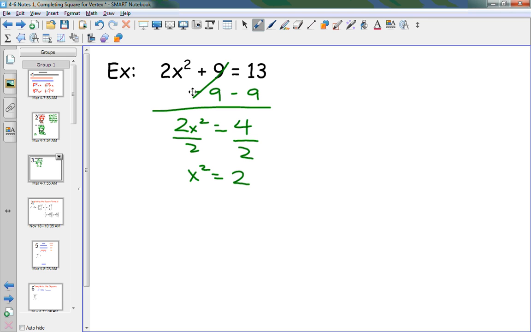Square root of both sides, and what do I immediately have to do? Plus or minus, and that's going to give me the square root of 2. Am I done with that? Yes, because my only factors of 2 are 1 and 2. Do we understand that? So there's no number multiplied by itself to give me 2. So that gives me the plus or minus square root of 2. Do we all understand that?